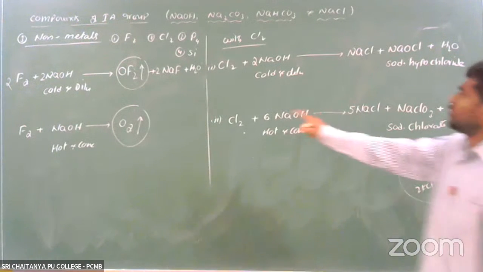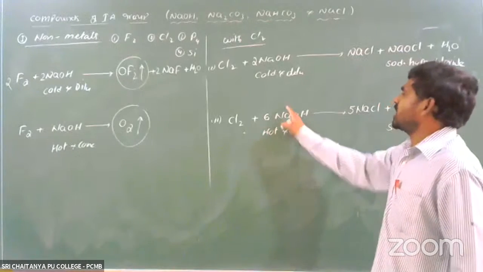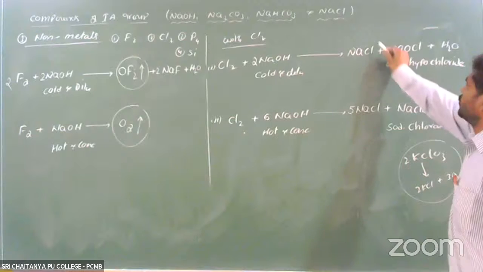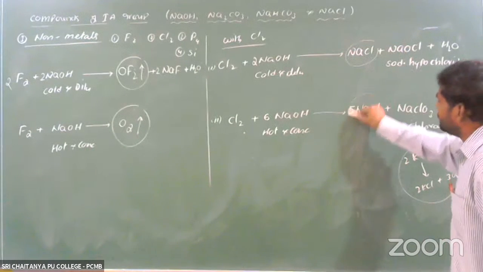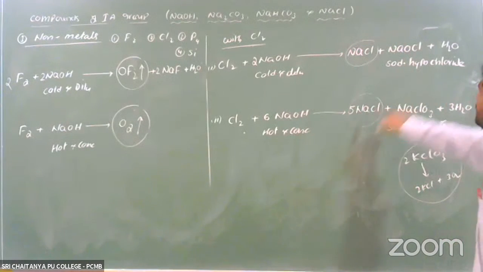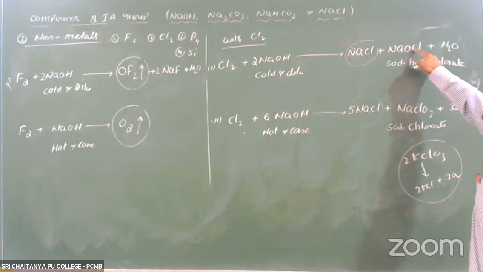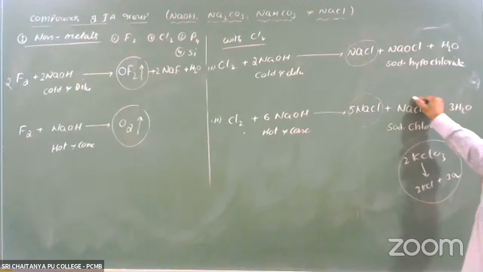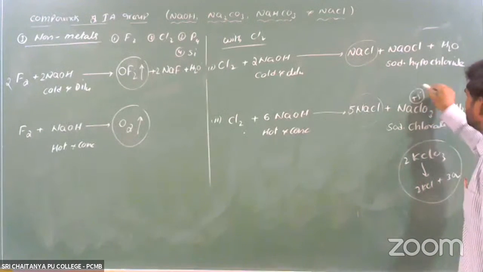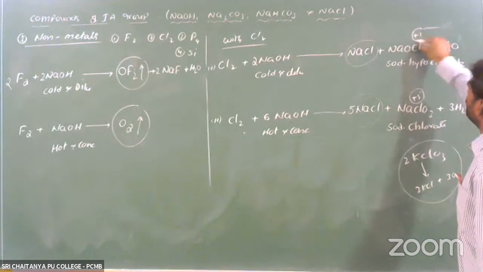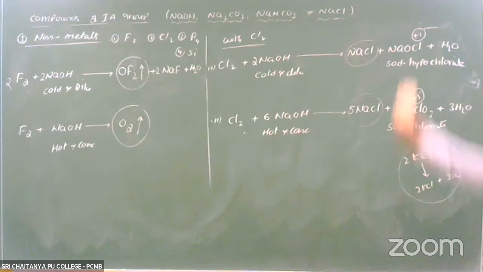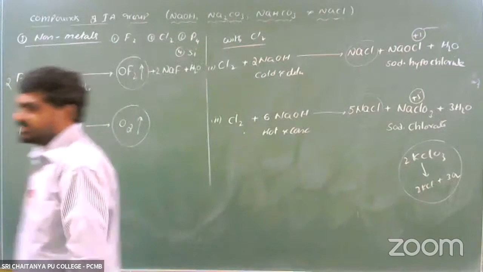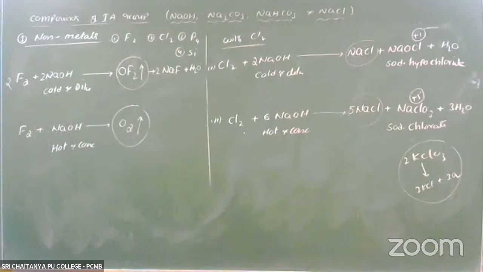So when chlorine gas is passed through hot and concentrated sodium hydroxide, sodium chloride is the common product. Here NaOCl is formed. Here NaClO3 is formed. Here the oxidation state of chlorine is +5. Here the oxidation state of chlorine is +1. So these two are examples of disproportionation reactions.